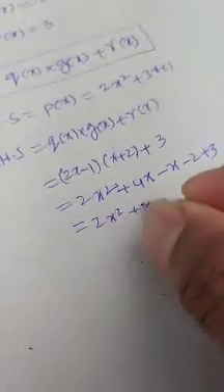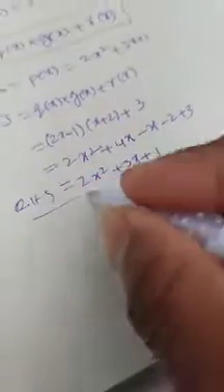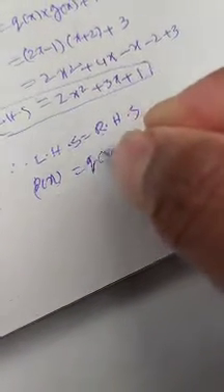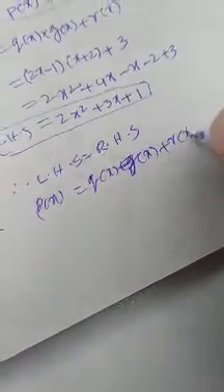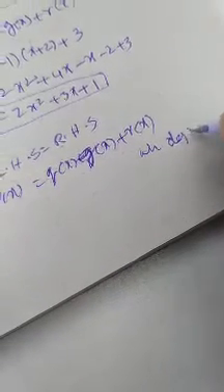2x square plus 3x plus 1. Okay, now I got RHS as 2x square plus 3x plus 1. LHS is also 2x square plus 3x plus 1. So therefore we can write LHS is equal to RHS. That is, P of x is equal to Q of x into G of x plus R of x. So the division algorithm is verified, and the degree of R of x is also less than the degree of G of x.